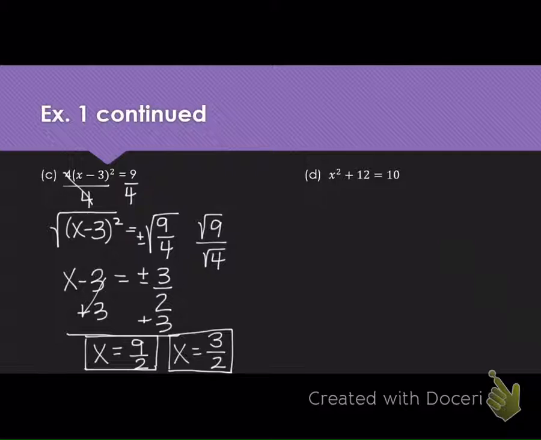What did you guys do first on letter D? We got to move that 12 and we're going to subtract it from both sides. Awesome. So we've got x squared equals, what's 10 minus 12? Negative 2. Now, by a show of hands, how many of you kept going?